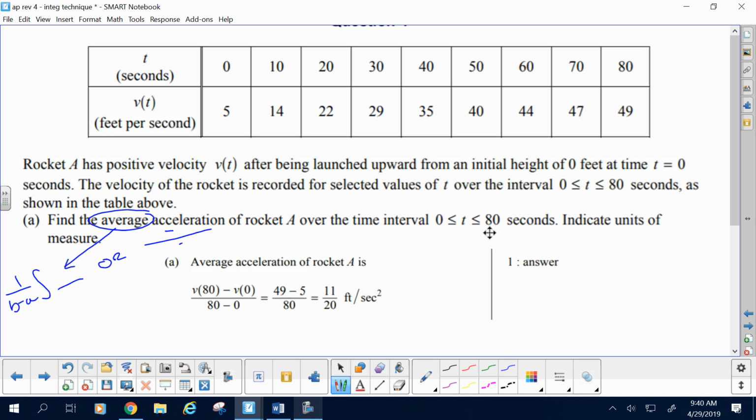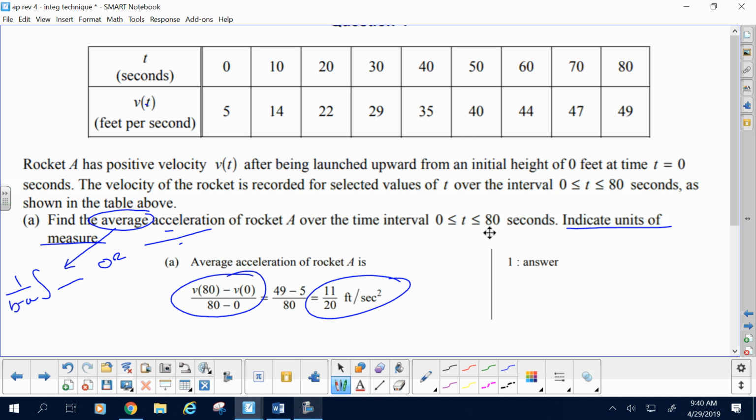In this case, they want average acceleration. So average acceleration as it relates to velocity is rate of change in velocity, yeah? So you should be looking at change in velocity over time, and your answer is 11/20 feet per second per second. Would you please start to get in the habit of underlining keywords like "indicate units of measure" so you don't forget?